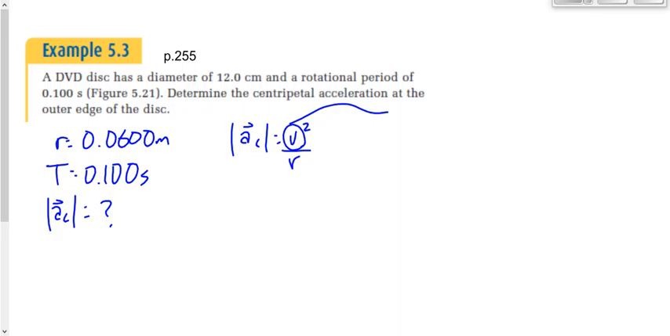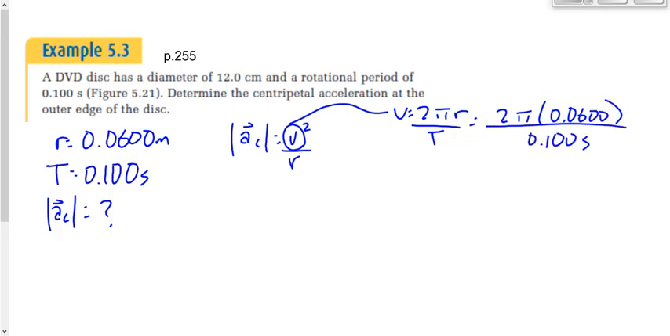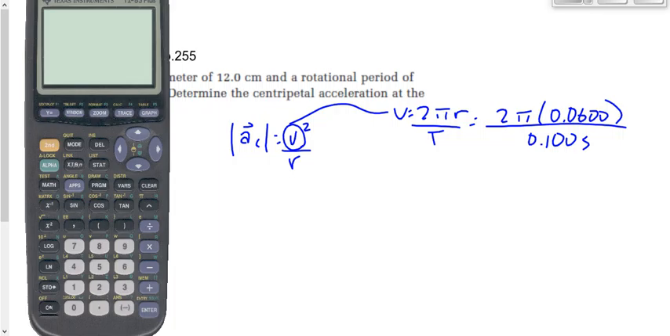Suggestion? 2 pi R over T. Good. So let's say 2 times pi times 0.0600 divided by 0.100 seconds. And what do we get for that? Let's see here. 2 times pi times 0.06 divided by 0.1 gives me 3.7699.